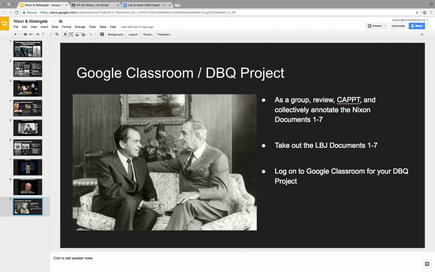But both of them had an event, in Nixon's case Watergate, in Johnson's case Vietnam, that forced them out of the presidency. So once you guys have gone through the lecture, what I'd like you to do is go back onto Google Classroom and start the project.